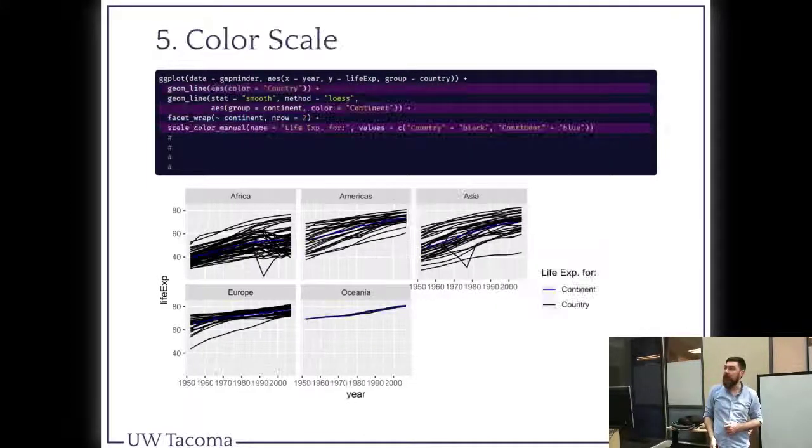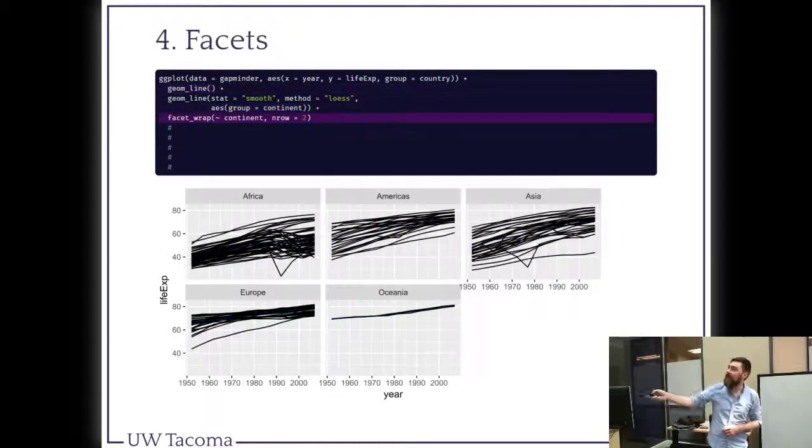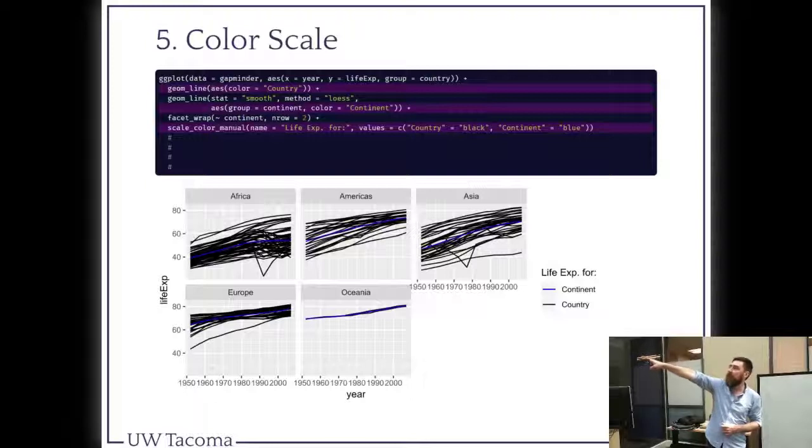So you can now see the LOESS smoother line going through the center of all the data is blue. The other one is still black. I just wanted to leave it black. And it's added a legend over here that says life expectancy, continent is blue, and country is black.